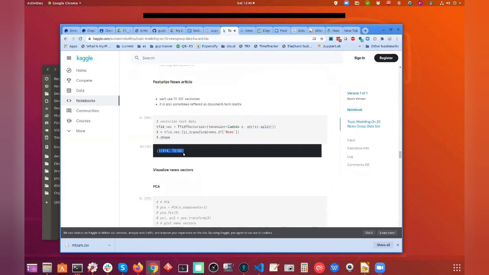Here he's doing a transformation and he's putting out the shape. So how many columns are in this vector, guys? Can somebody tell me? How many columns in this vector?